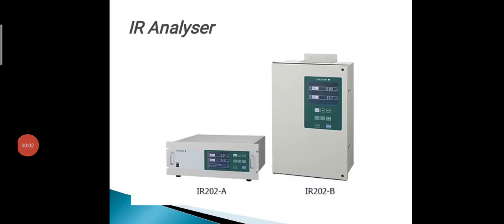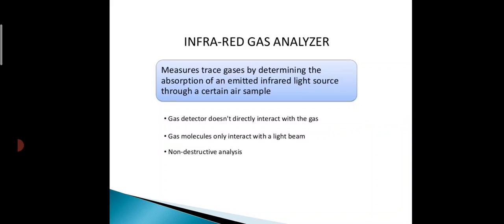Good evening to all. Today we are going to see about the IR analyzer, that is also called the infrared radiation analyzer. The infrared gas present in an air sample is found by using gas analyzers, which measure the trace gases by determining the absorption of an emitted infrared light source through a certain air sample.